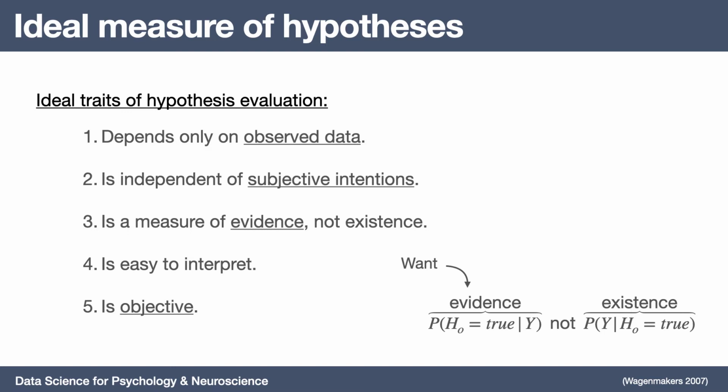Essentially, what you want is a probability of a hypothesis. Let's say the probability of the null hypothesis being true given the data that you have, which is an evidentiary proof, not the probability of the data that you have given it was generated from the null hypothesis, which is an existence proof, the typical p-value. In an ideal world, an ideal measure of hypothesis evaluations would have these qualities. One statistical tool that meets this definition is the Bayes factor.